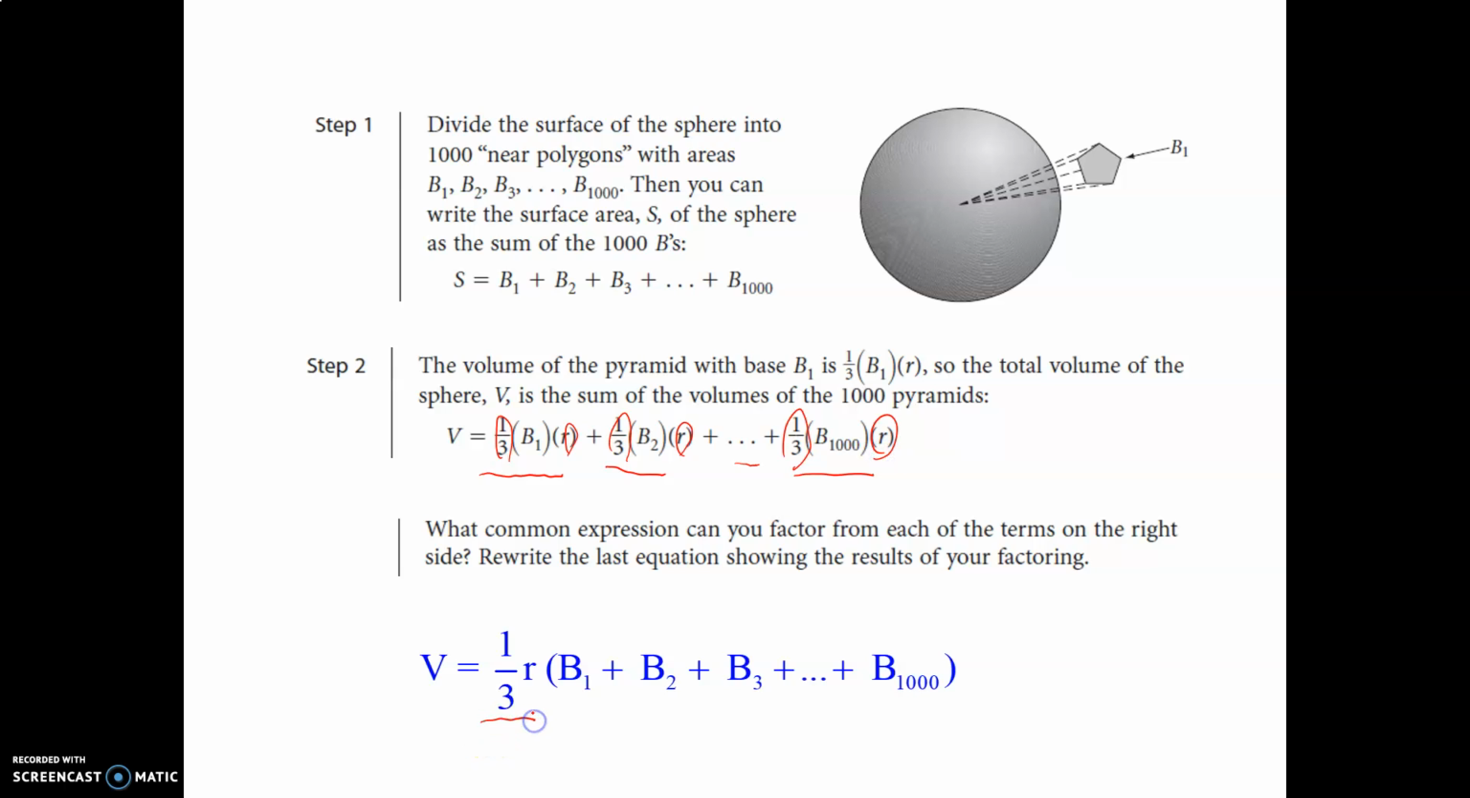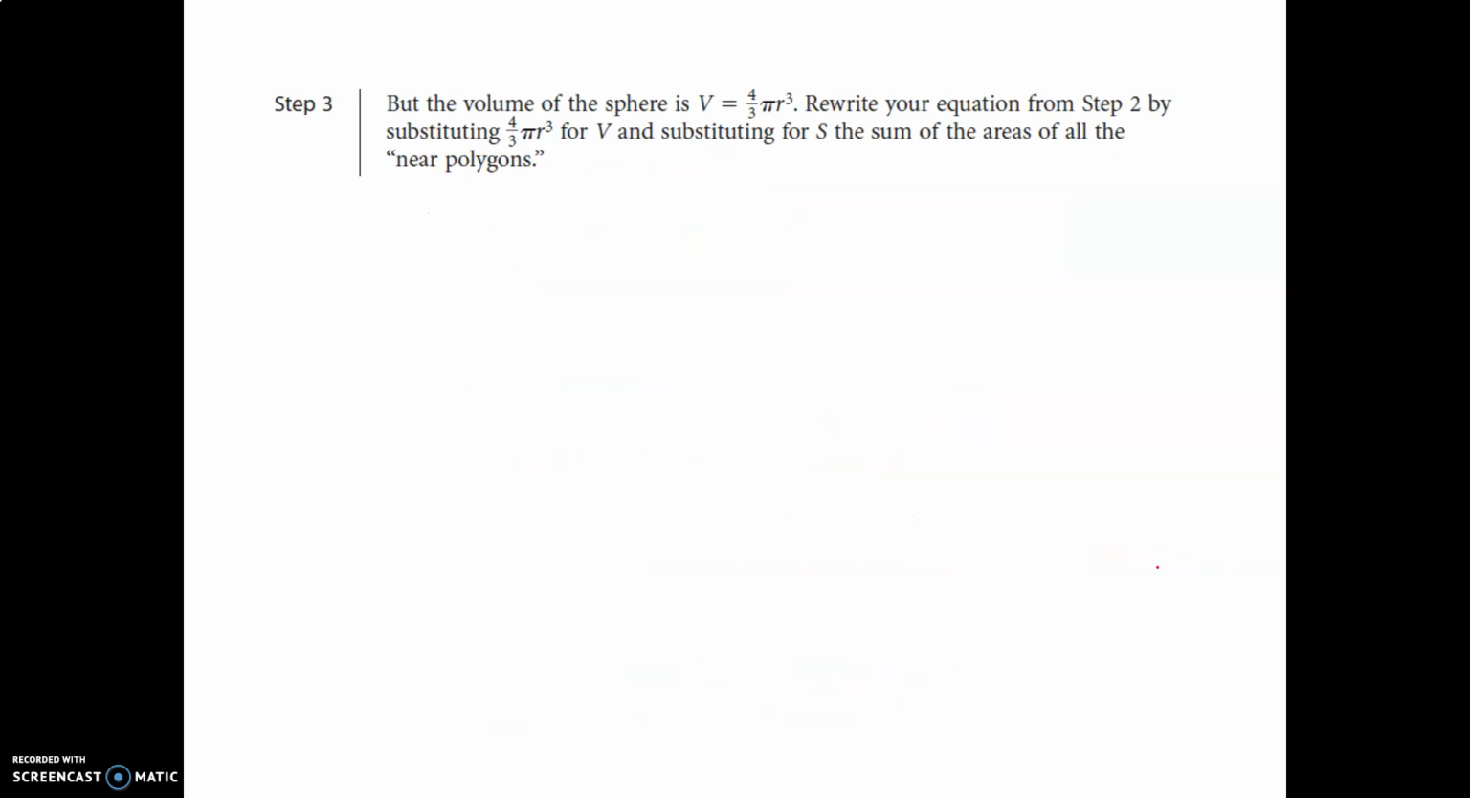So that comes out to the front. And then I'm left with all these bases added up. All those bases added up is actually the surface area of the sphere. So it says, but the volume of the sphere is V equals 4/3 pi r cubed.